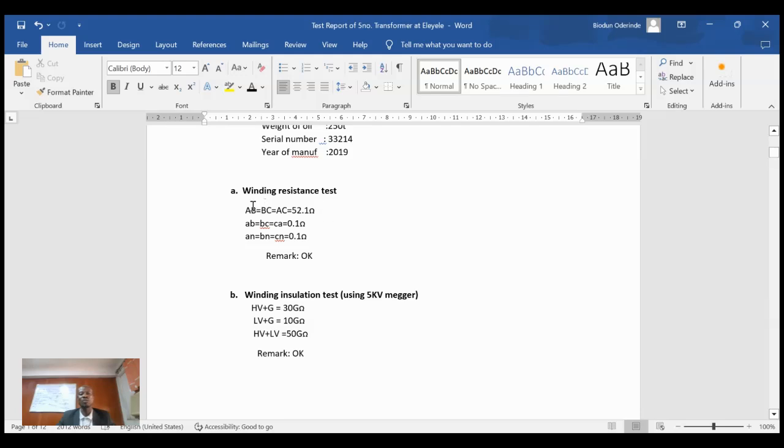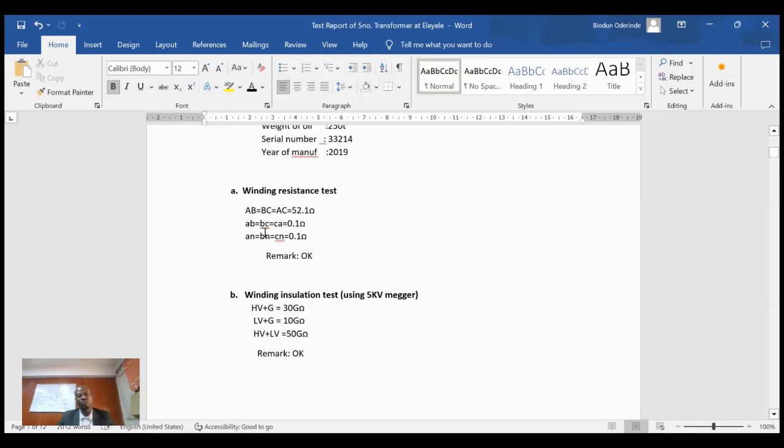That's the first inference of winding resistance. So two, they must have the same resistance. And also there must be continuity both at the primary side and at the secondary side. As you can see, when you see small letters a, b, c, that's your secondary side, and when you see capital letters A, B, C, that's your primary side. You can see AB equals BC equals AC, equal to 52.1 ohms. For the primary, they must be equal and they must be continuous.